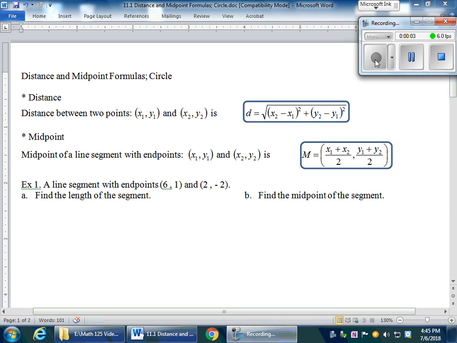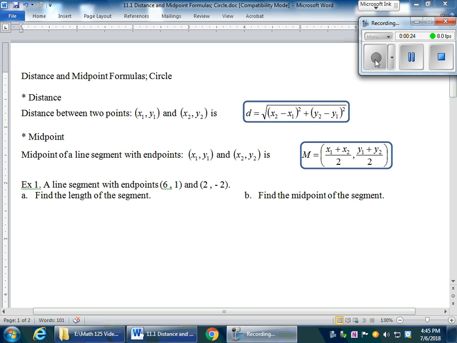11.1 Distance, Midpoint, and Circle. So the first four sections of chapter 11 mainly is remembering the formulas and then applying those formulas to get the center, vertex, and use them to graph it.